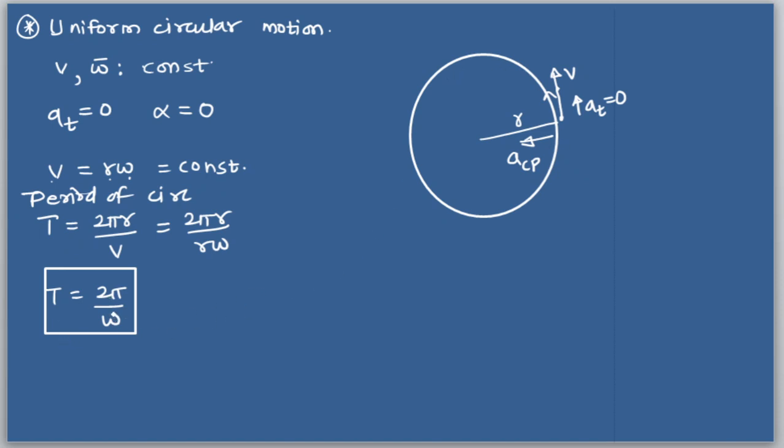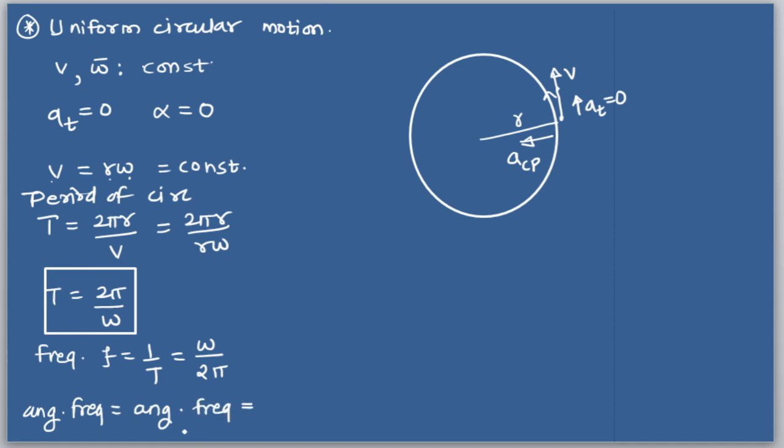So T equals 2 pi upon omega. Now what is the frequency of revolution? That is the number of revolutions per second. We know frequency is the reciprocal of time, so frequency is equal to 1 upon T, which means omega upon 2 pi, right? Or you may write the relation between omega and f. What is omega? Omega is called angular frequency or angular velocity. Always remember this.